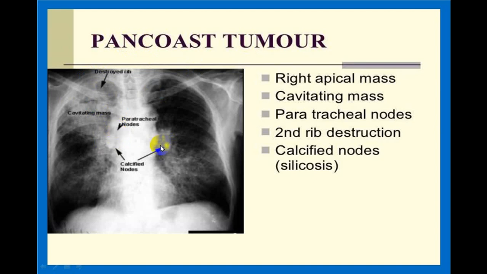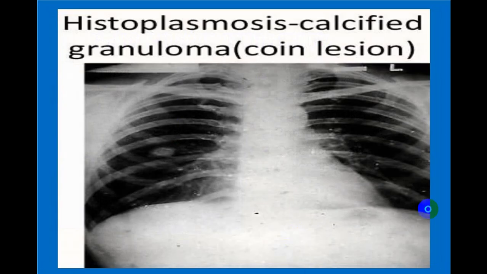There are calcified lymph nodes. There is a calcification here. These calcified lymph nodes you very commonly see in silicosis. But this shadow, the paratracheal lymph nodes, are because of secondary metastasis from this primary. So this is the way we approach.